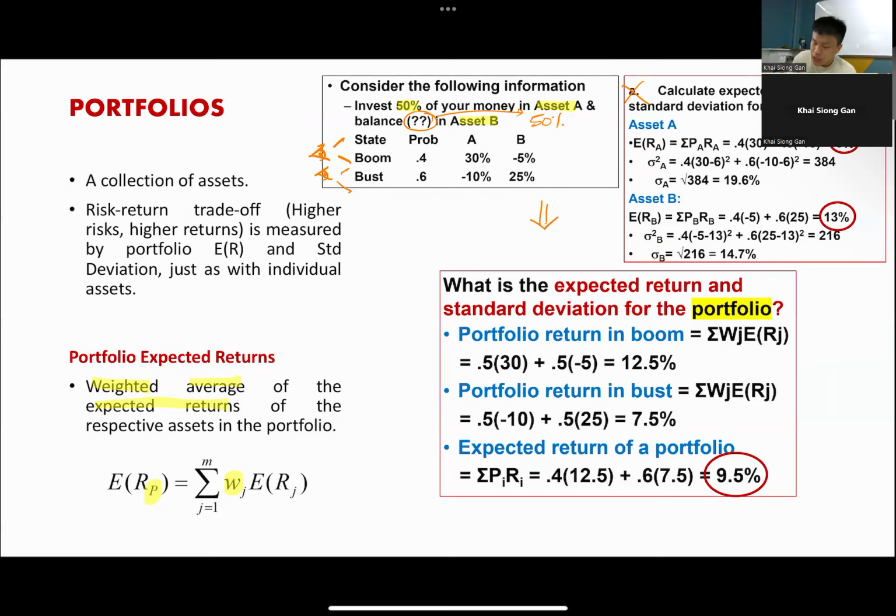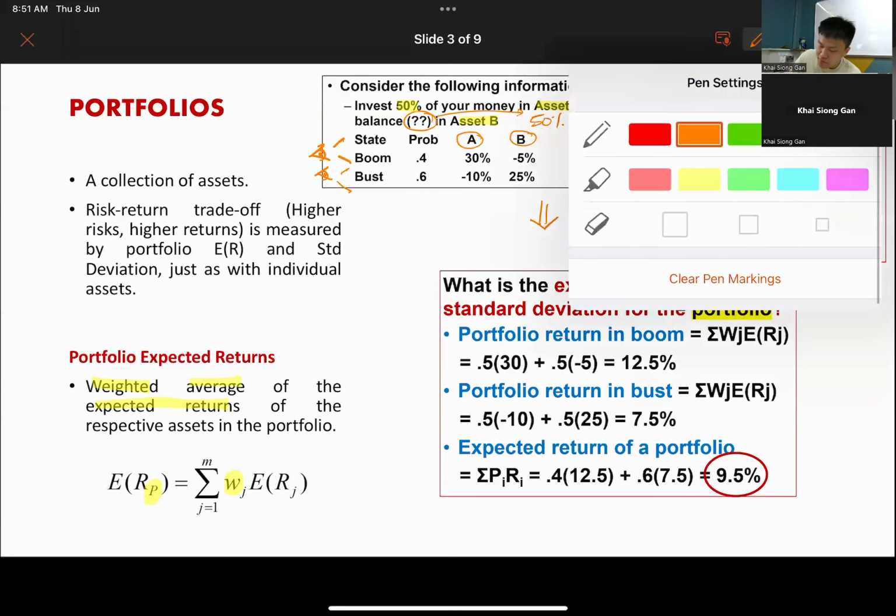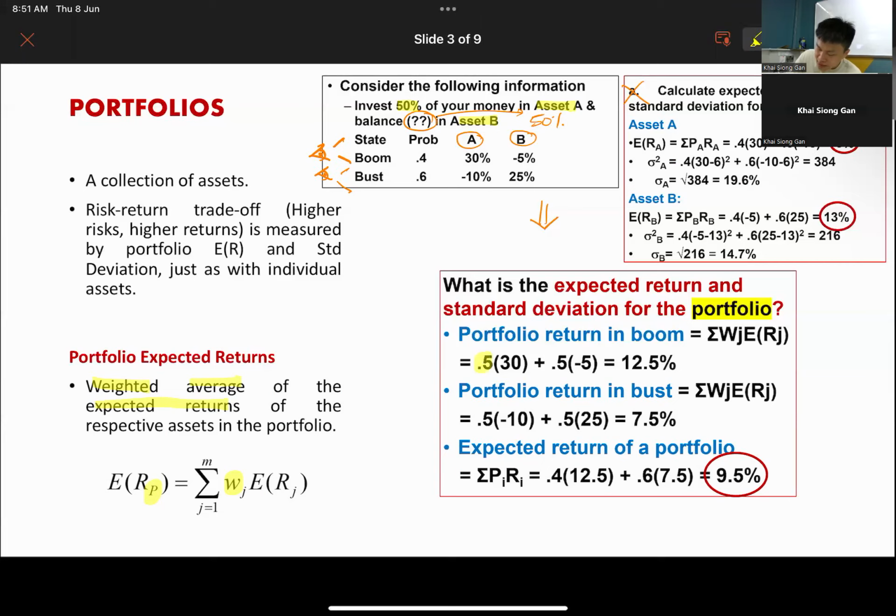So first of all, I invest 50% in A, 50% in B. And during the boom state, I know that I will get 30% returns from A and negative 5% in B. So I straight away put my weightage in with the returns. So weightage is 0.5 times the returns, 30%. Here I put everything in percent. If you change to decimal, then you must make sure that everything is in decimal. In the example that I used, they already put everything in percentage, so the 30 here is 30%.